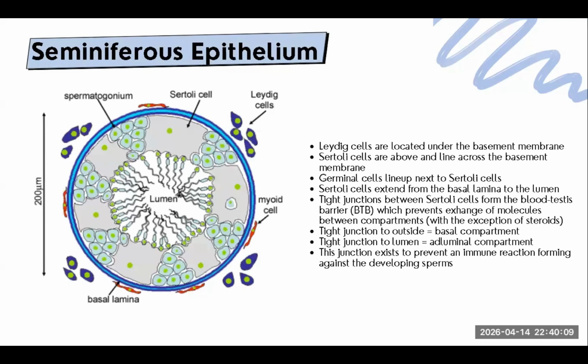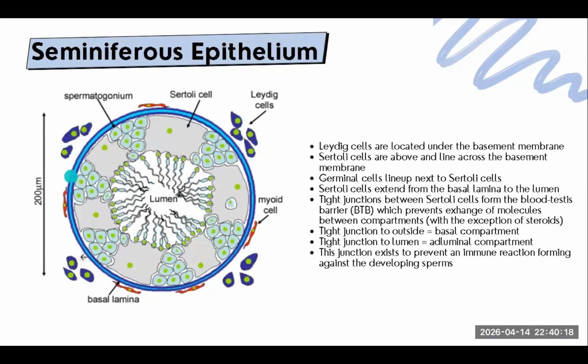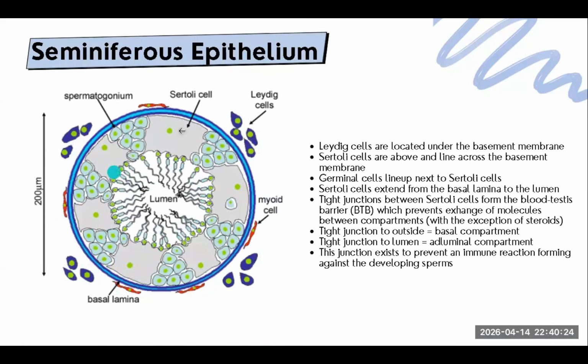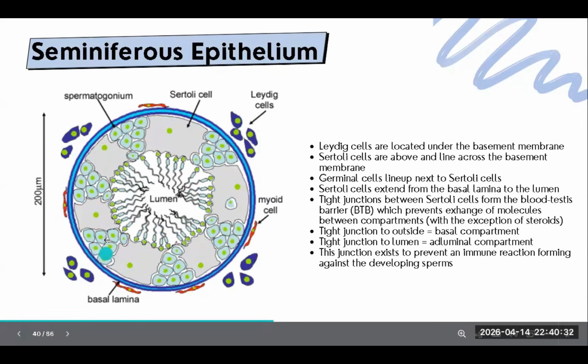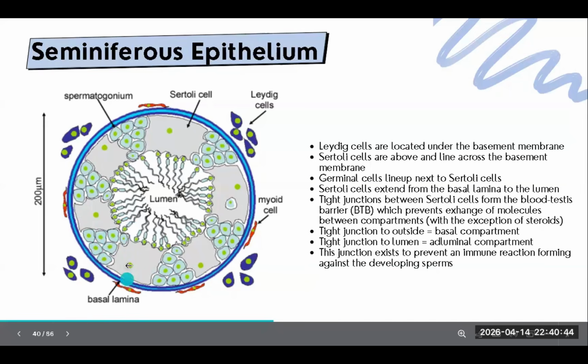Now let's look at the cross section of a seminiferous tubule. First of all, we have the Leydig cells over here located on the outside, under the basement membrane. On top of that, we have the basement membrane. On top of that, we have Sertoli cells, which are over here, and they line up all the way across the basement membrane. And next to them, we have germinal cells going all the way from the basement membrane, lining up on top of each other till the lumen. And one thing to note is that the Sertoli cells are extending all the way from the basal lamina, or the basement membrane, till the lumen. There is no separation.